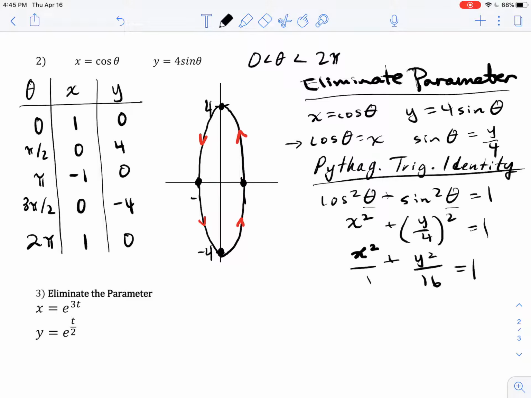Does this at all look familiar to you? And yes, we have the standard form equation for an ellipse, which is exactly the type of plane curve that we got when we graphed this. So we have our rectangular equation, x squared over 1 plus y squared over 16 equals 1. And that confirms what we had as a plane curve just by sketching our plane curve using our parametric equations.